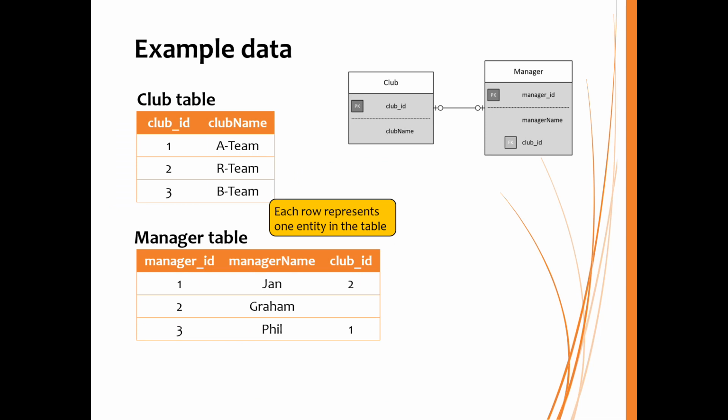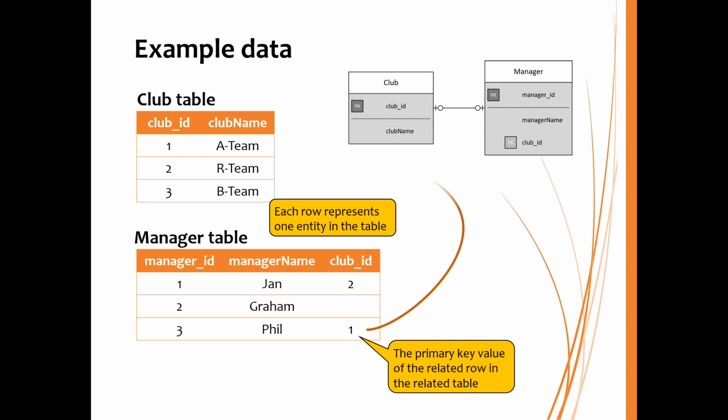Okay, so remember, each row in the table will represent one entity. So in the club table, we've got 3 entities. In the manager table, we've got 3 entities. The primary key value of the related row is shown in there and links us to the corresponding entity in the club table. And likewise for Jan, who now manages our team.